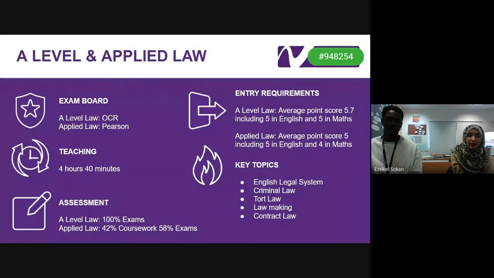Entry requirements for A-level, the average point score of 5.7, including a 5 in English and 5 in maths. And hopefully you can appreciate that in law there is a lot of reading and writing involved, so we prefer a minimum of 5 in English. Otherwise, it's going to be a struggle, and obviously we don't want you to be struggling. In applied law, average point score of 5, including again 5 in English and this time 4 in maths.